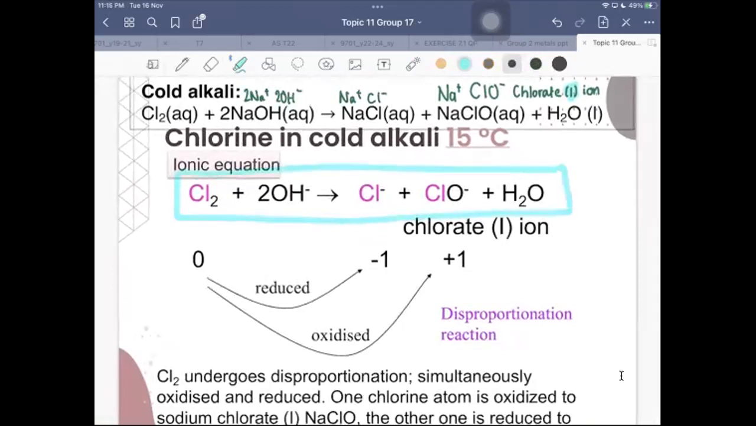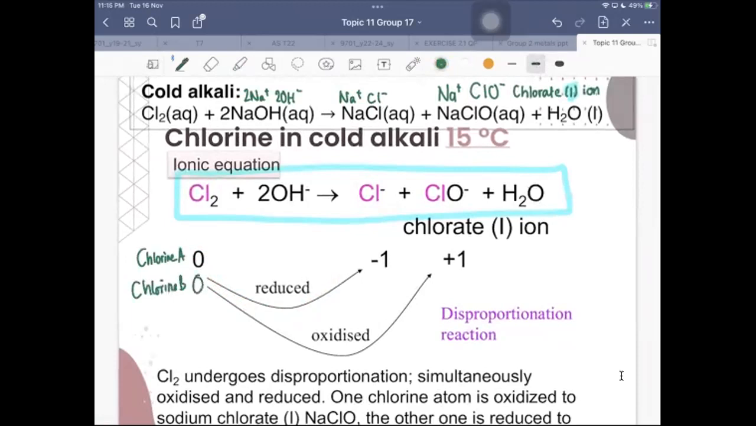So what happens in a chlorine molecule? There are 2 chlorine atoms. Both of them have an oxidation state of 0, so I will multiply it by 2. However, one of the atoms will go into Cl minus, so you go from 0 to -1. The other chlorine atom, maybe I should label it as chlorine A and then chlorine B.